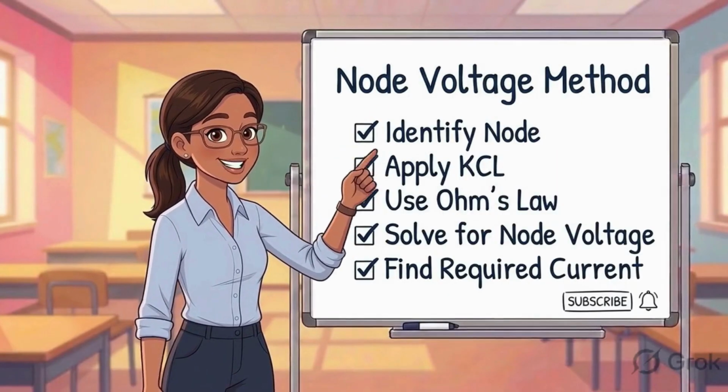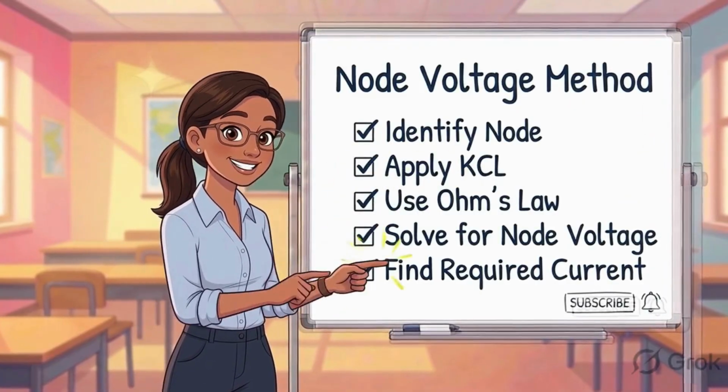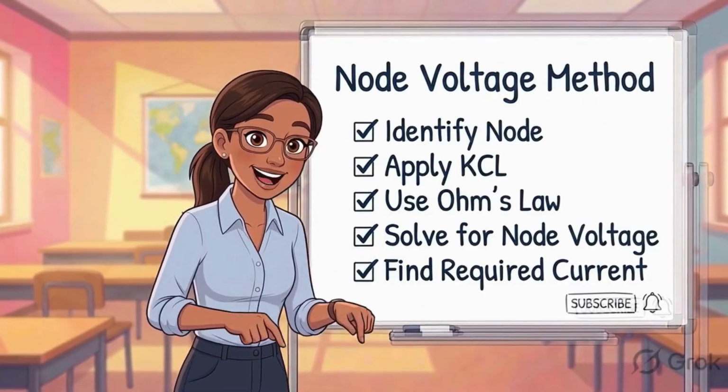Let's learn the node voltage method. First, apply KCL and use Ohm's law. Next, solve for the node voltages. Finally, find the required current.